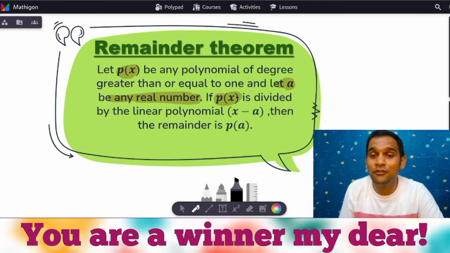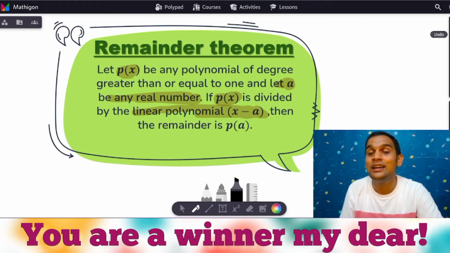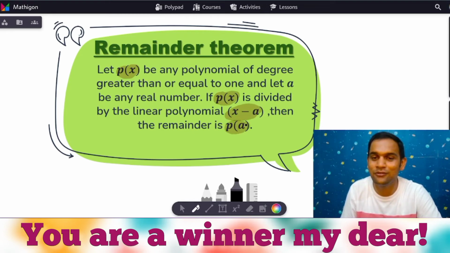Now, if P of x is divided by a linear polynomial x minus a, where a is a real number, so x minus a is a linear divisor, then the remainder is P of a.